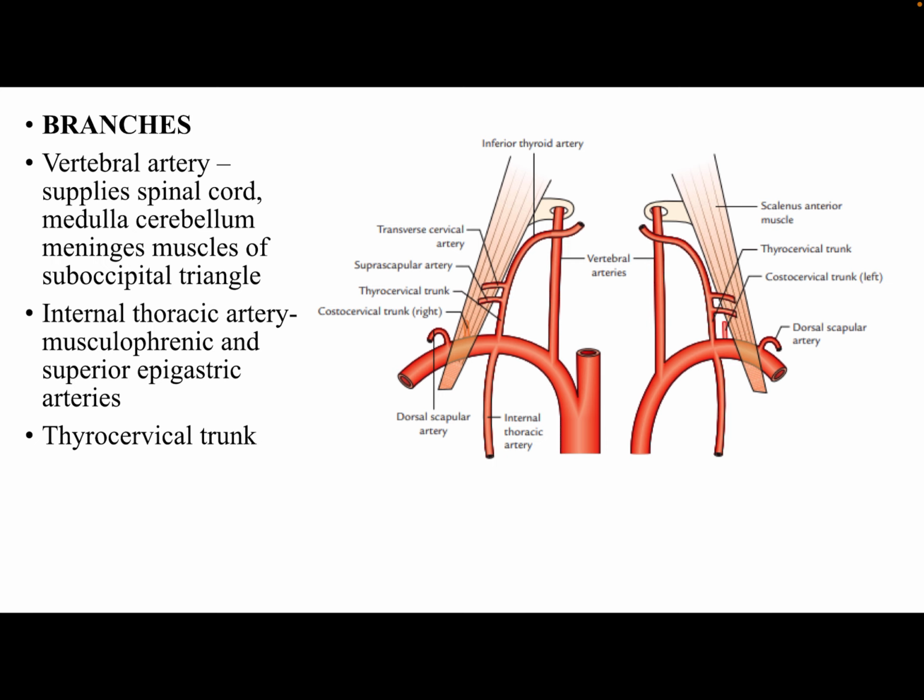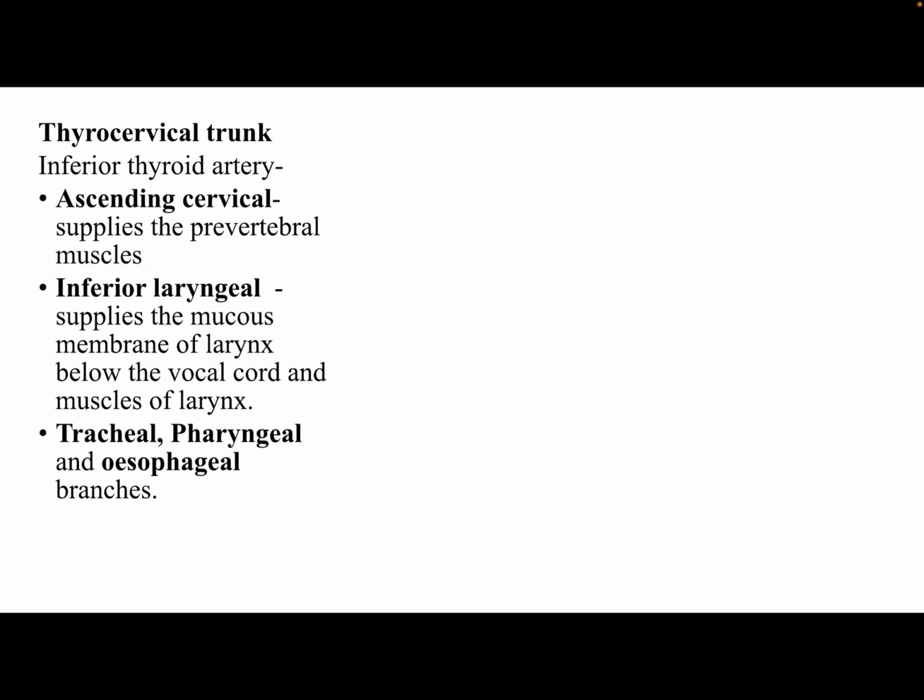The next branch arising from the first part of the subclavian artery is the thyrocervical trunk. It is a short trunk that arises from the upper aspect of the first part of the subclavian artery, lateral to the origin of the vertebral artery. It immediately divides into three branches: inferior thyroid artery, suprascapular artery, and transverse cervical artery.